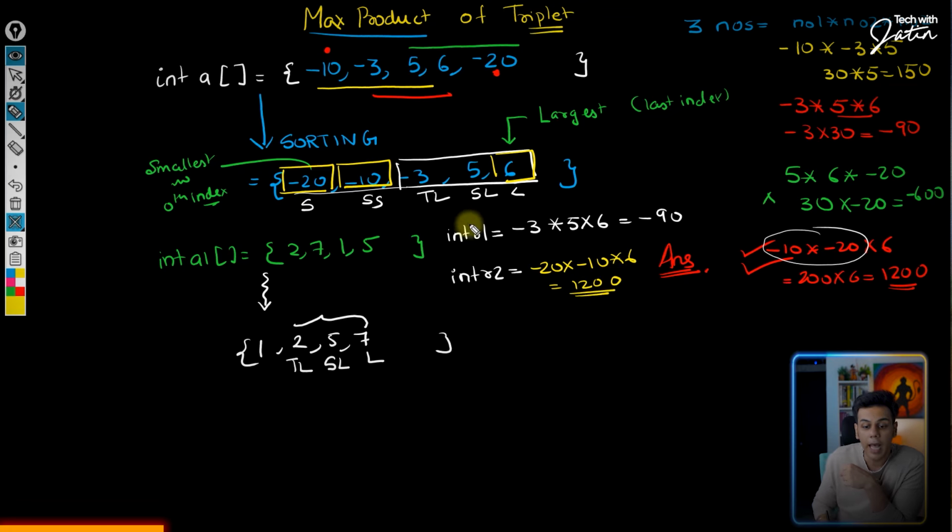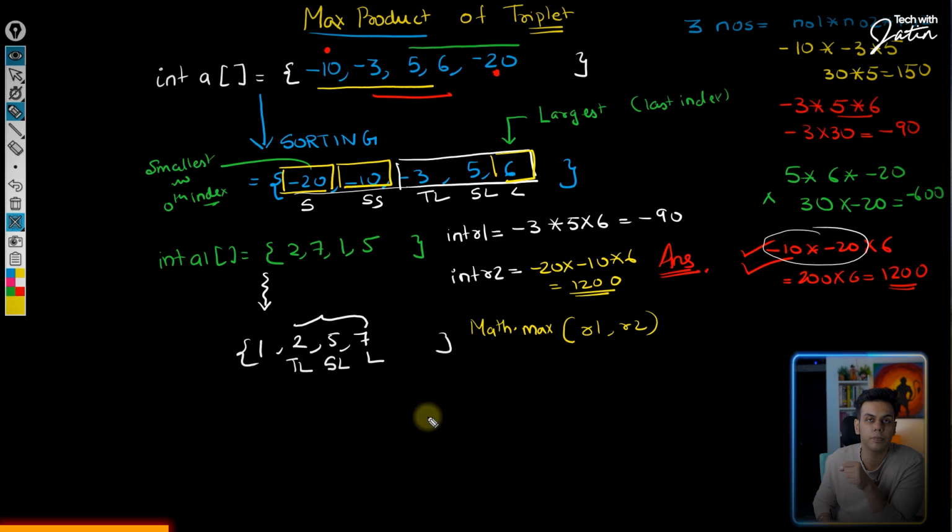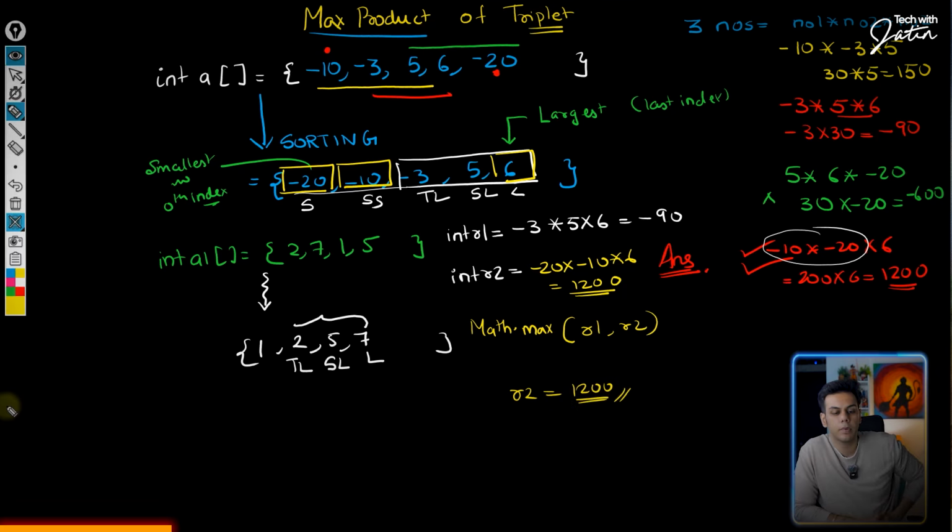Okay. And what we can do, we can compare R1 and R2. And all I need to know is which is the largest, which is the maximum one. So I can say math.max. And the answer is going to be R2, which is going to be 1200. Okay. This is the first logic. And in this particular logic, guys, what we have done is we have done sorting. Is this part clear to everyone?